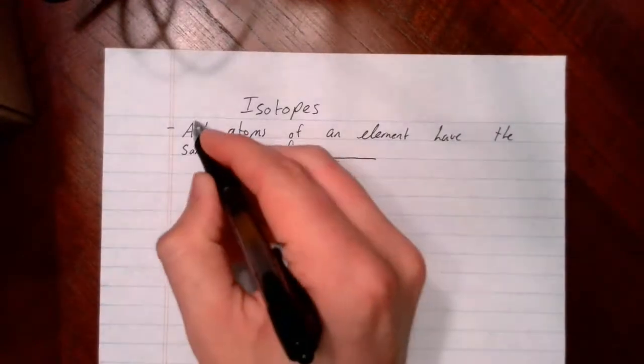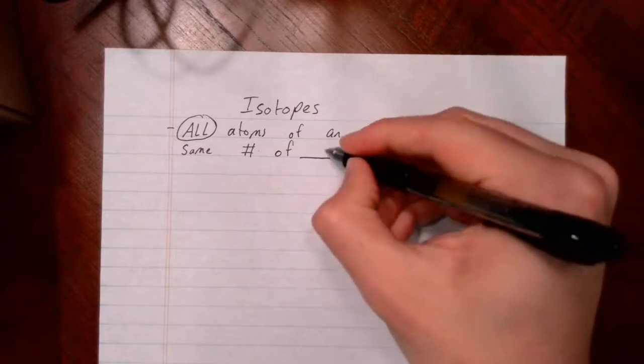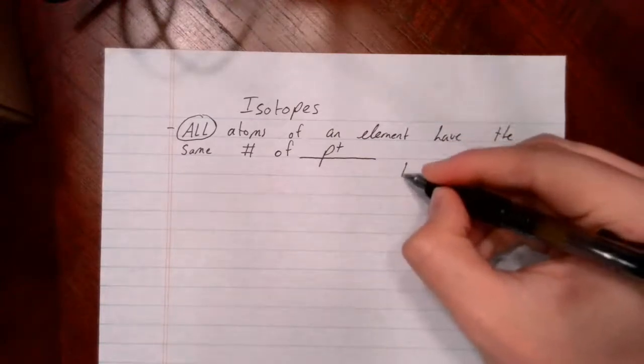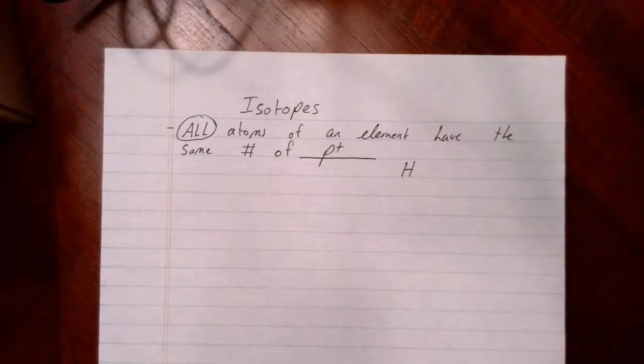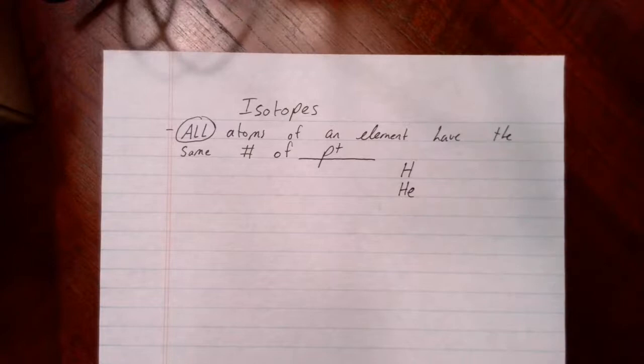So this is one of the few times that we can use the word all. All atoms of a specific element have the same number of protons. Okay? So that is how we define a certain element. Something like hydrogen: hydrogen is always going to have one proton. Any atom that only has one proton is hydrogen. Helium has two protons. If it doesn't have exactly two protons, it's not helium. So that is how we define what type of element an atom is.